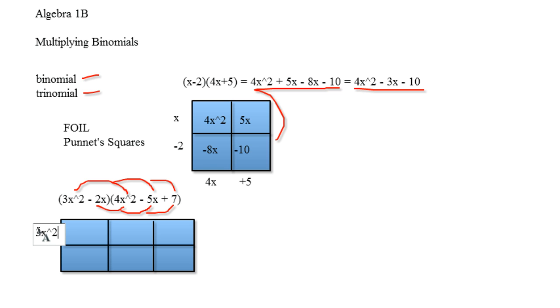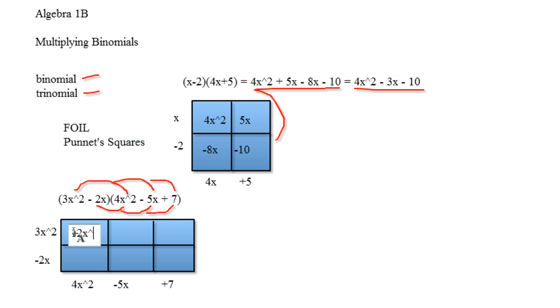So I'm going to write it as 3x squared minus 2x. Okay, that's along the bottom. And then because I ran out of room on the top, I'm going to have 4x squared minus 5x plus 7. Okay? Alright, so I multiply.